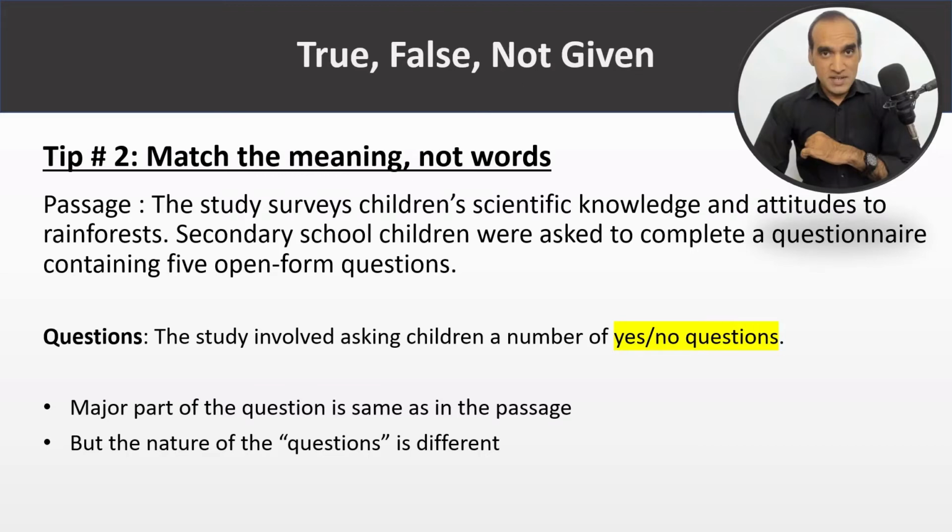Both statements are talking about children. Both have a sense of survey and asking the children, which is the same. Even the word question is there in both. But what is not similar is the nature of the question. The question says yes-no questions, but the passage says open form questions. So this part of the information is different in both statements, so the answer is false.